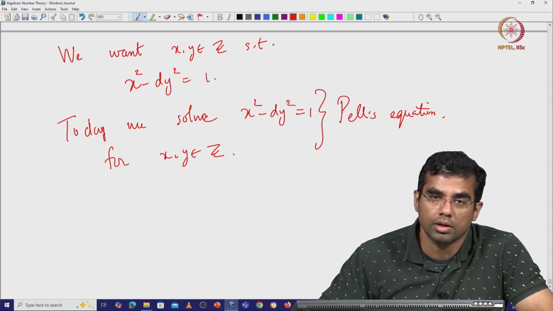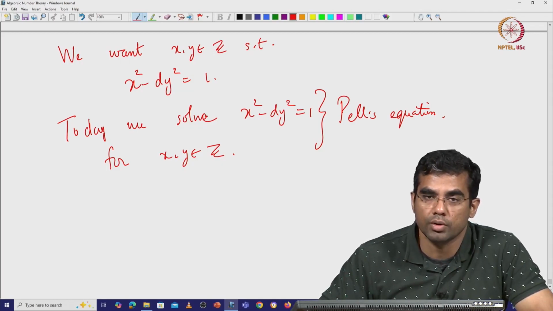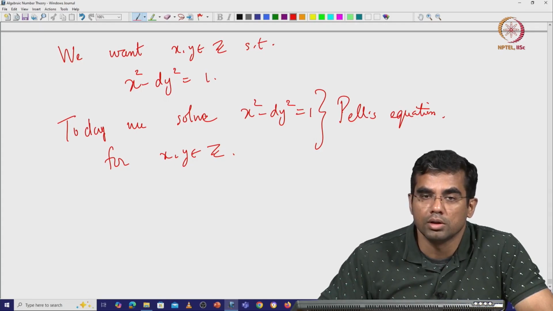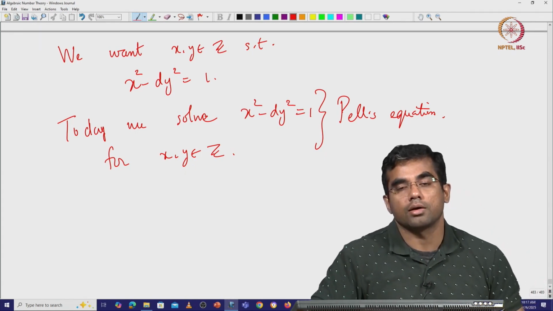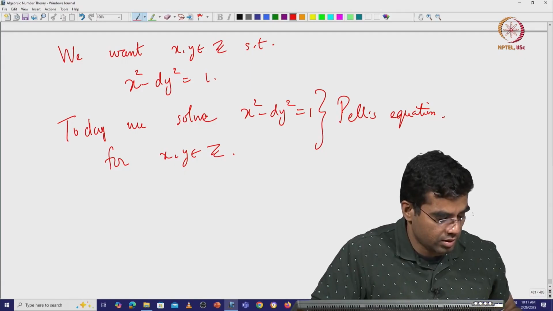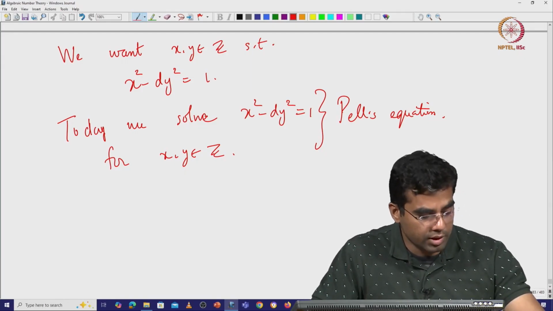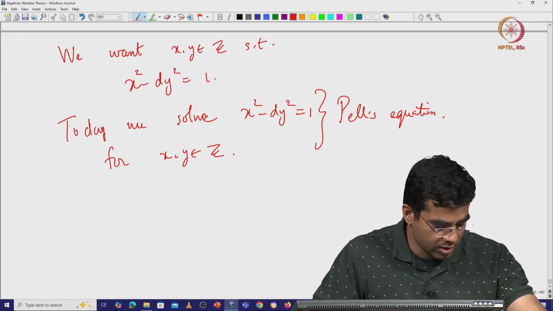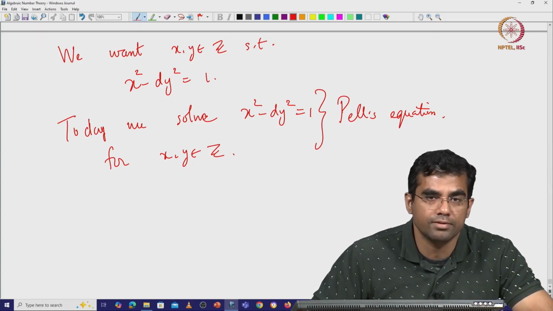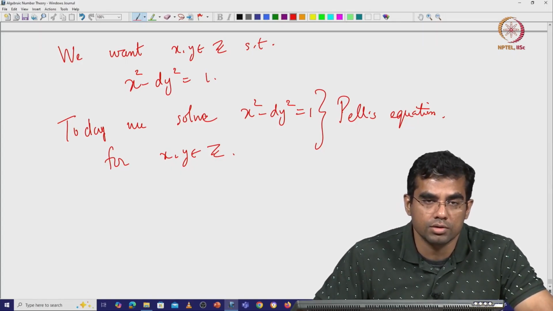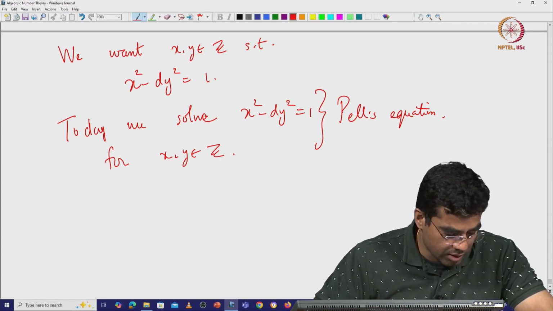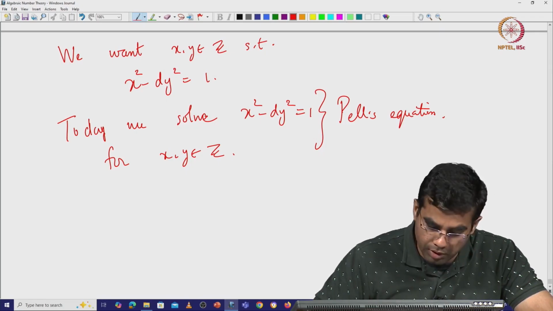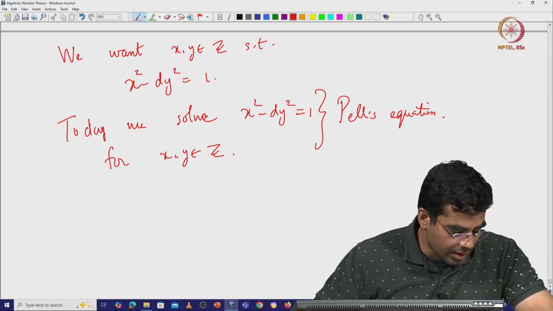So, you look at the continued fraction expression for square root of d and use this continued fraction truncated at a certain point to find x and y. Okay. So, that is one way of doing this, but we are going to look at some other way of doing this, which is perhaps not as fast as finding it using continued fractions, but it is closer to our course.